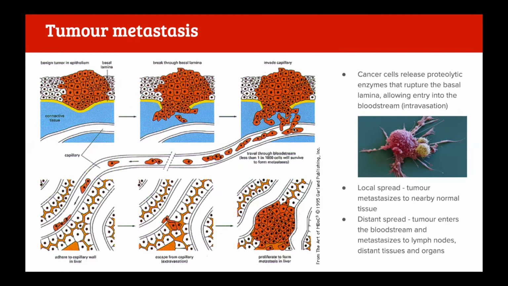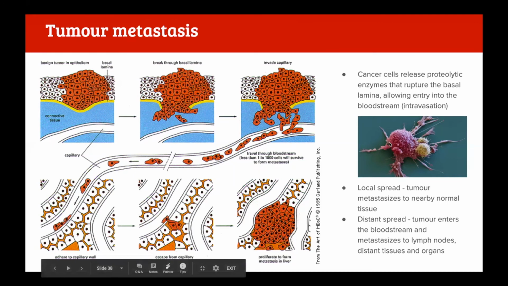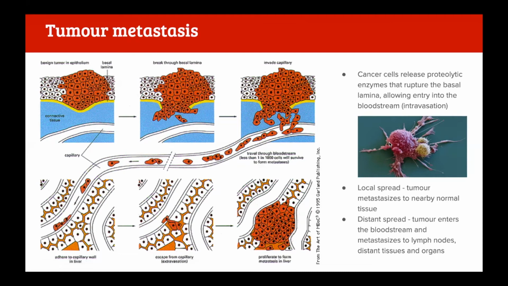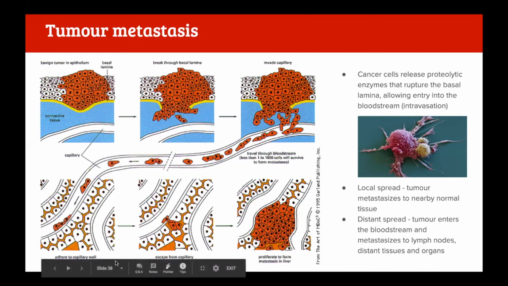And then from there, it can invade the capillaries. It can travel throughout the body. And then it can either adhere to capillary walls. It can escape from capillaries. That's what we call extravasation. And it can even proliferate to form metastasis wherever it goes. Okay, so this is just in the liver, for example, but it can go other places as well.